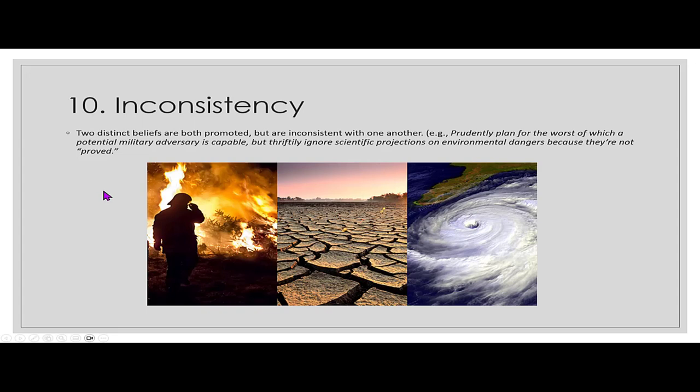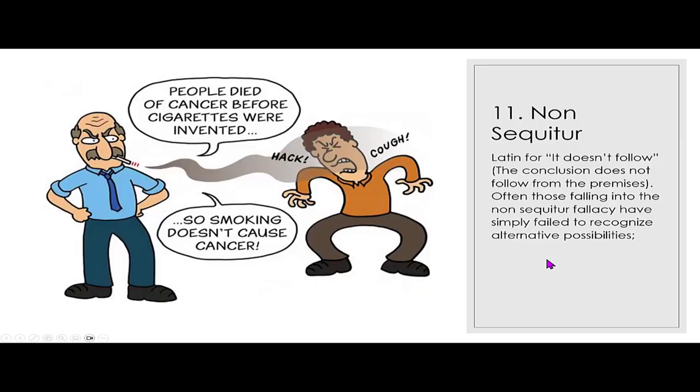Number 10 is inconsistency. So this is where two distinct beliefs are both promoted but are inconsistent with one another. So for example, you want to prudently plan for the worst of which a potential military adversary is capable, but then you thriftily ignore the scientific projections on environmental dangers. So this is an inconsistency that we see when our government is deciding our budget and what's important to actually focus on. Number 11 is the non sequitur.